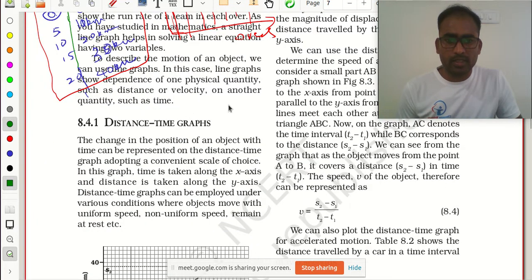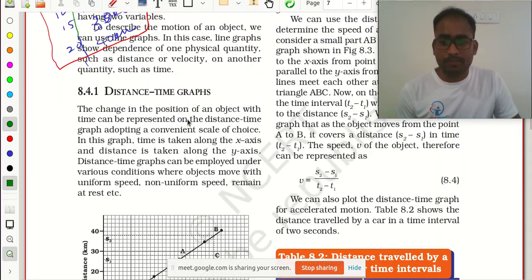Next, in this graphical representation we will be having two graphs. One is a distance-time graph, another is a velocity-time graph. Always we will take time as a reference in this motion chapter.